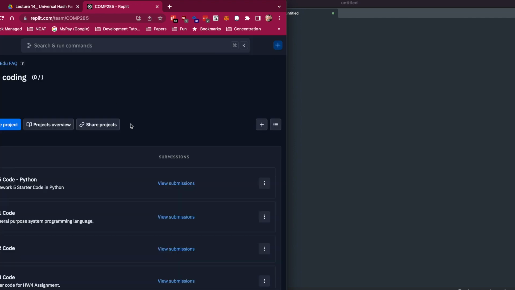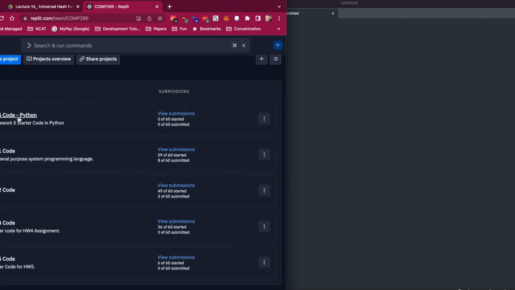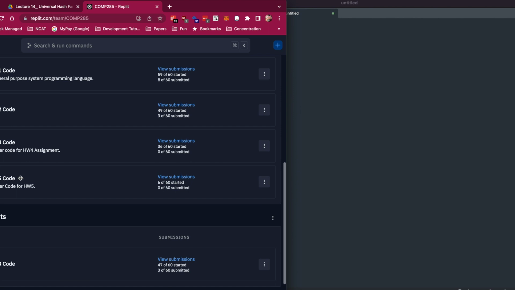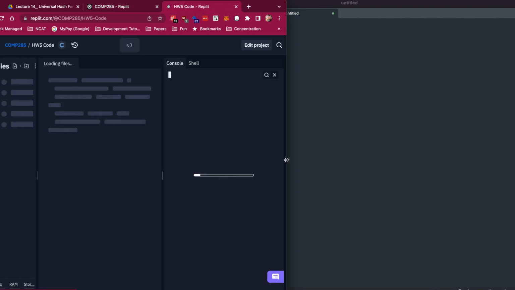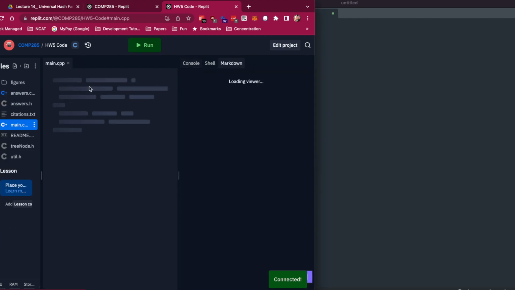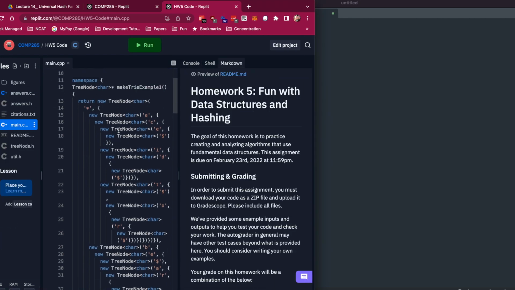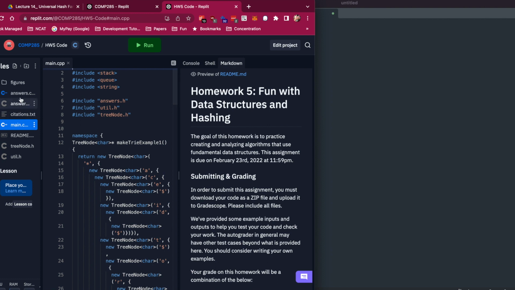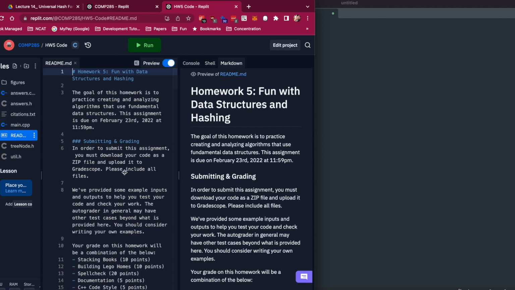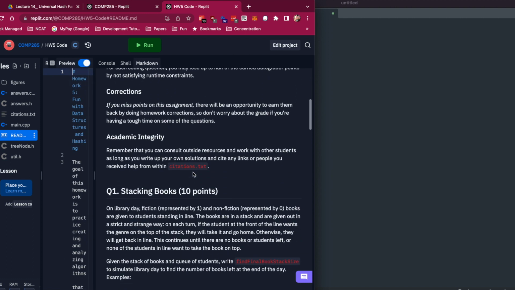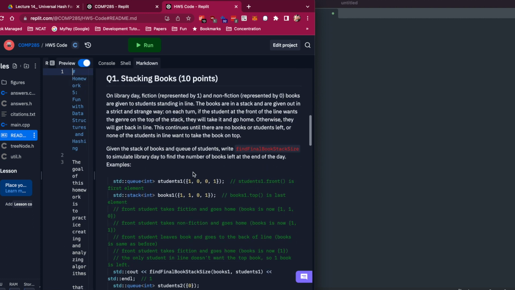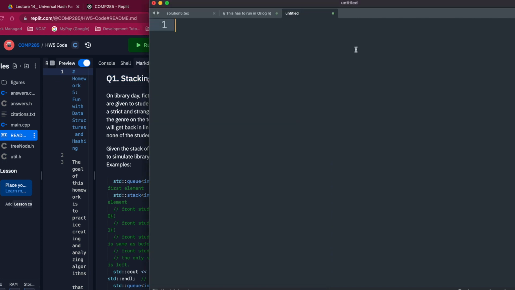Let's go back to our dashboard. I am working on the Python version. I'll have this out for you sometime next week, hopefully. But here we are. This is the coding assignment, and let's take a look at our README. Essentially, we've got a couple of problems. The first one is stacking books. So let's cover that one.